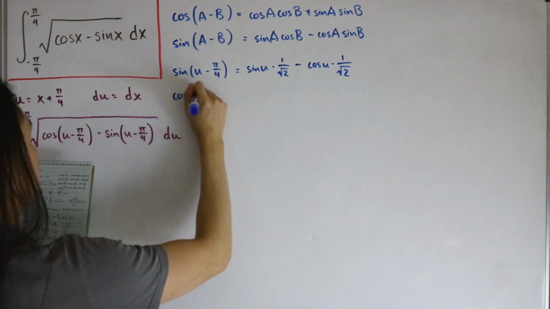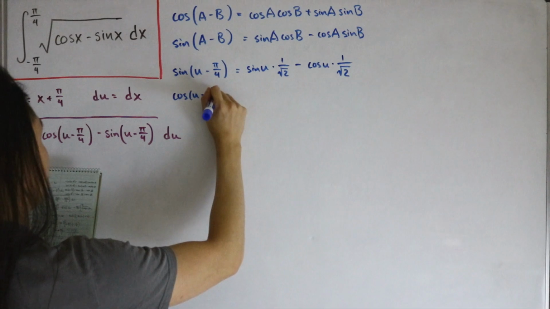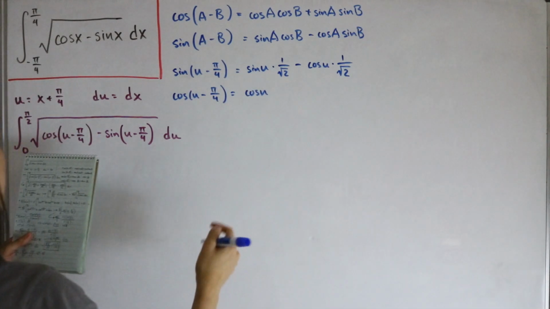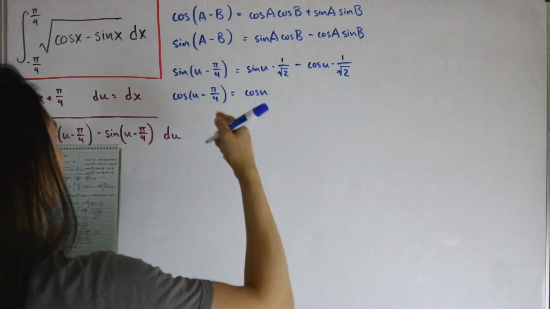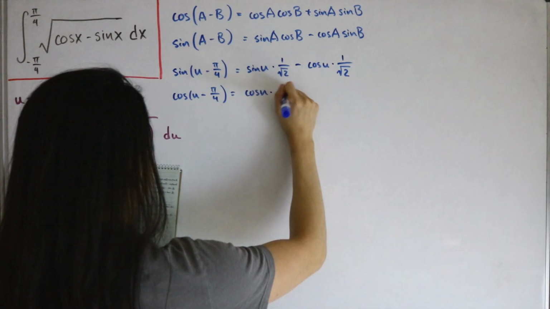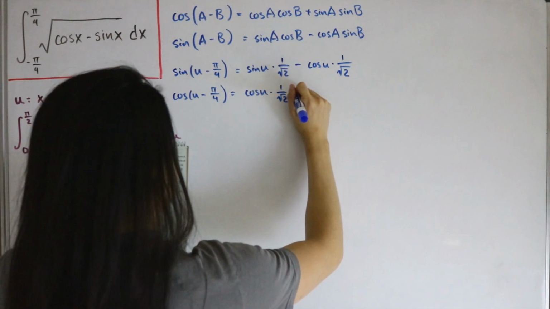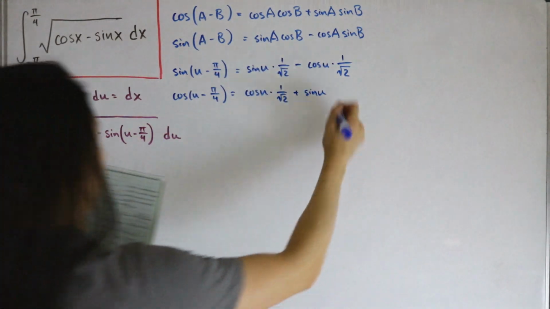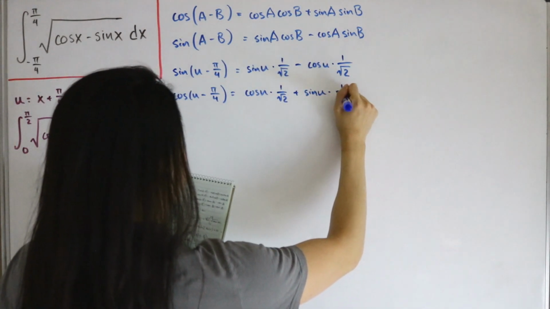So now cosine of u minus pi divided by 4 is going to be cosine of u multiplied by cosine of pi divided by 4, which is 1 divided by square root of 2. Next is plus sine of u multiplied by sine of pi over 4, which of course is also 1 divided by square root of 2.